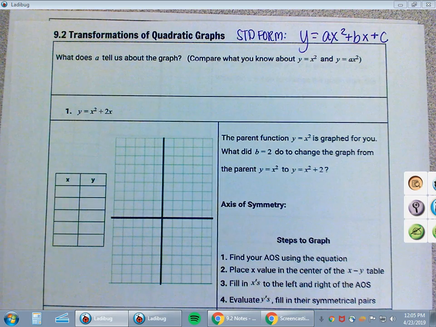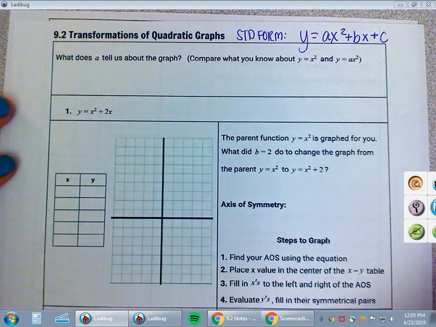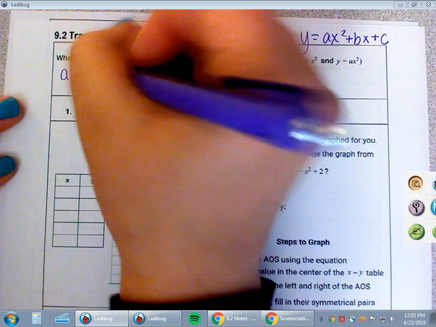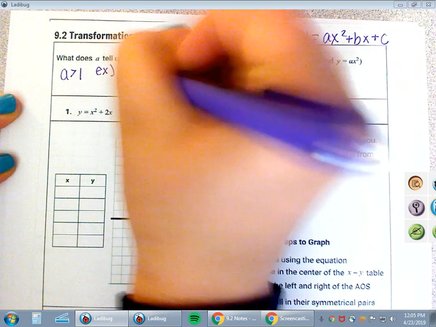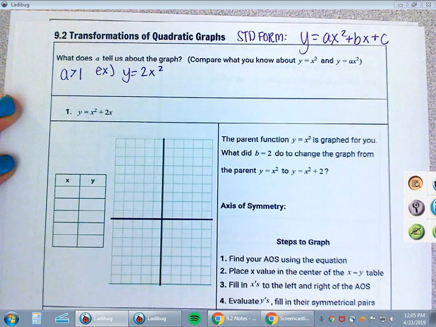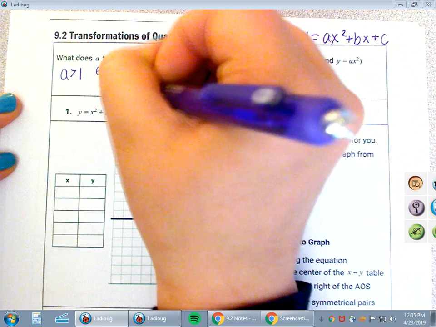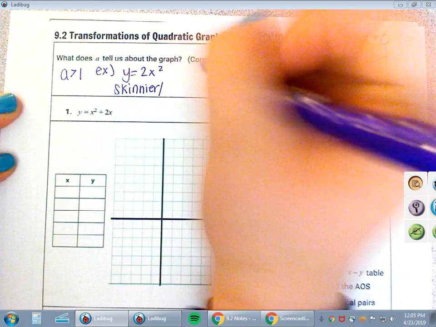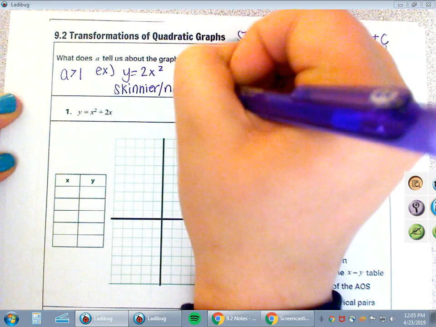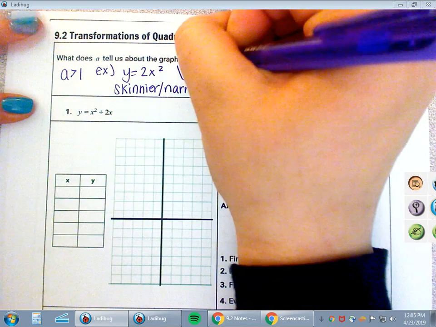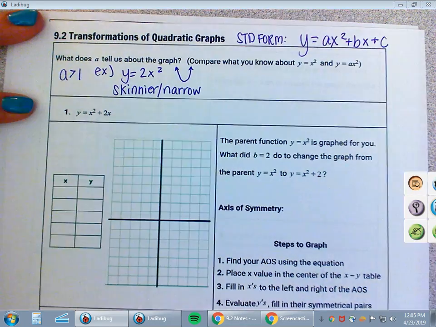So a few different things happened. We had the case where A was greater than 1. So for example, maybe y equals 2x squared was a graph, and compared to our parent function, that was skinnier. Or maybe we said more narrow. So that made our graph go from here to skinnier.